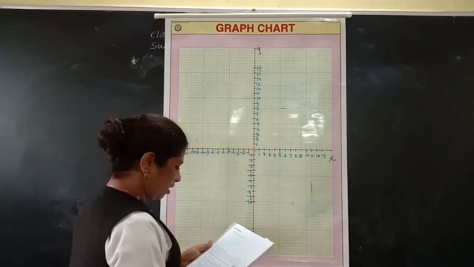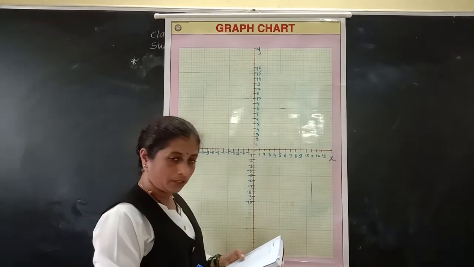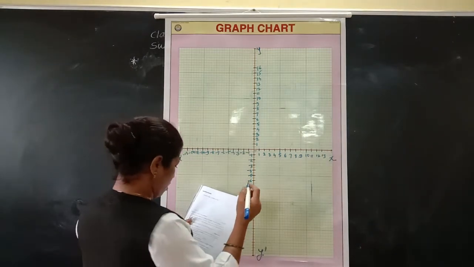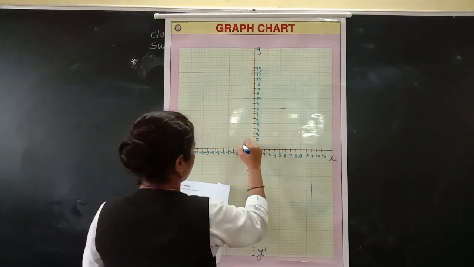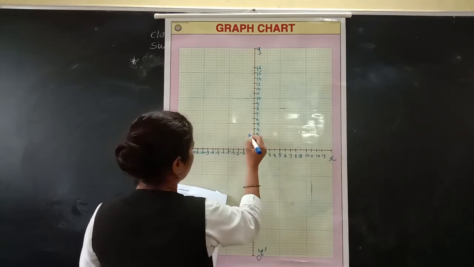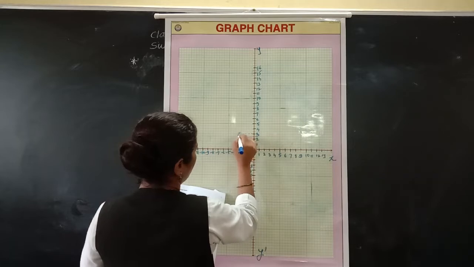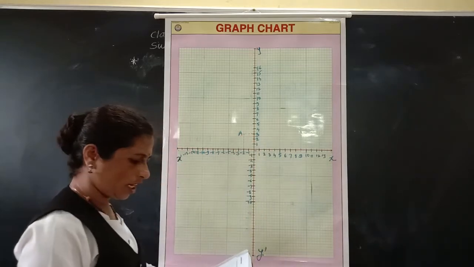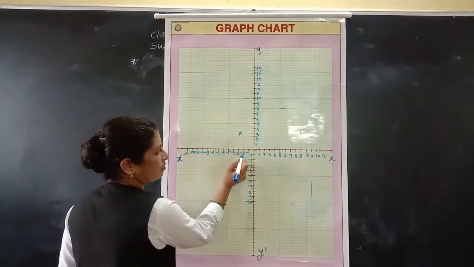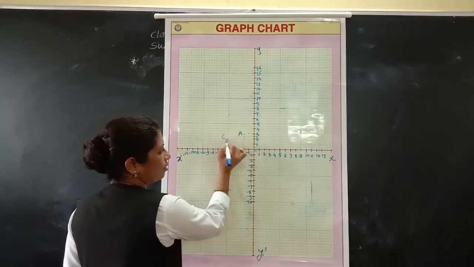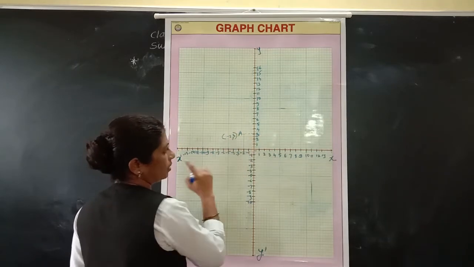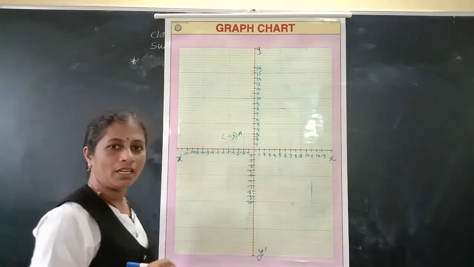Now the next question has a figure given in your question paper. A point is given and a dotted line is also given. The point is A. The question asks: what are the coordinates of point A? First we have to write the x-axis value, which is -2, and for the y-axis it is 3. So the correct answer is (-2, 3).